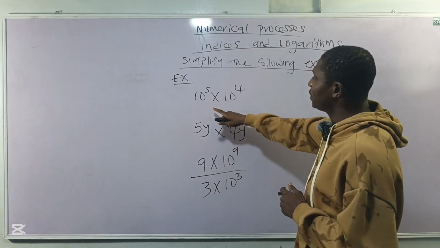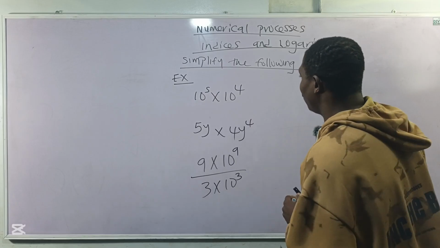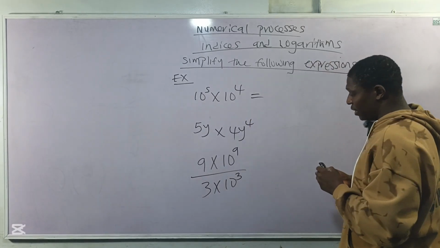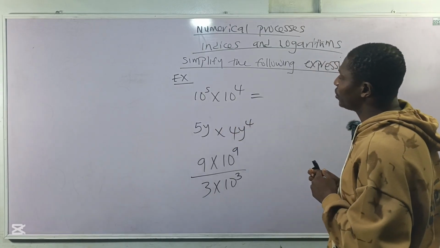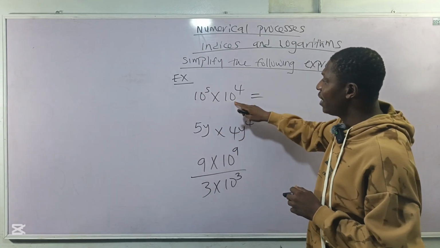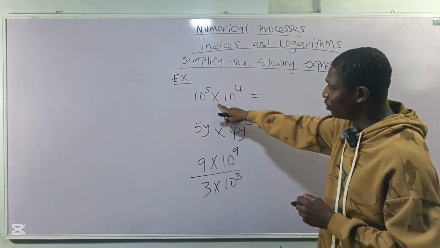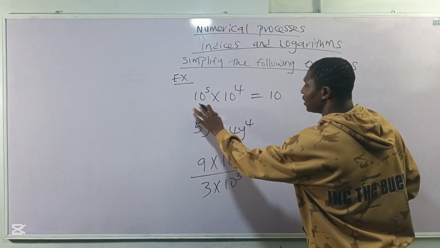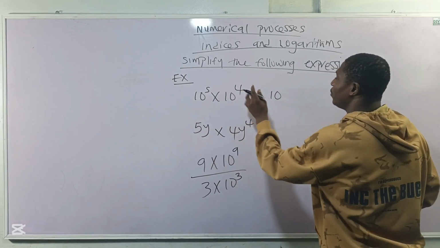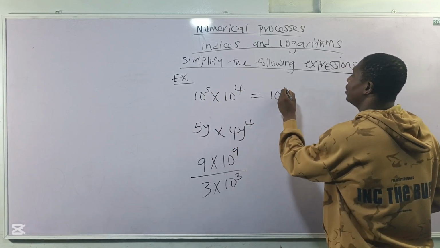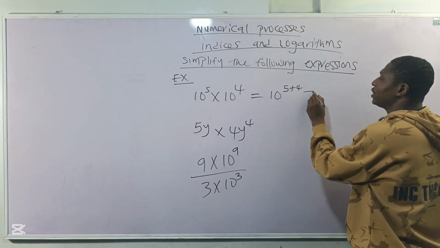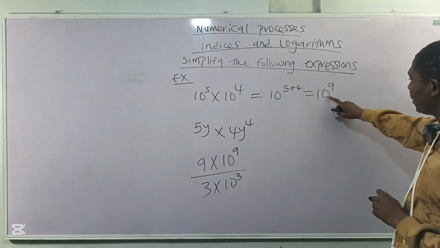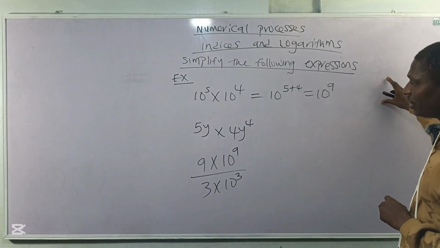If we have 10 raised to power 5 times 10 raised to power 4, remember our addition law says when indices are being multiplied, we simply take the base and we add up the powers. Why? Because of the multiplication sign here. So this simply gives us 10. I take one of the bases and I add up the powers because of the multiplication sign. So I have 5 plus 4, giving me 10 raised to power 9. And remember, 10 raised to power 9 means 10 times 10 times 10, nine times.